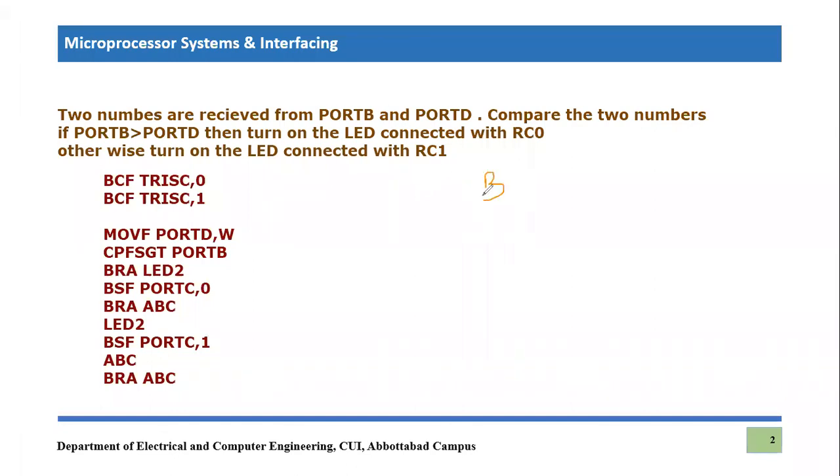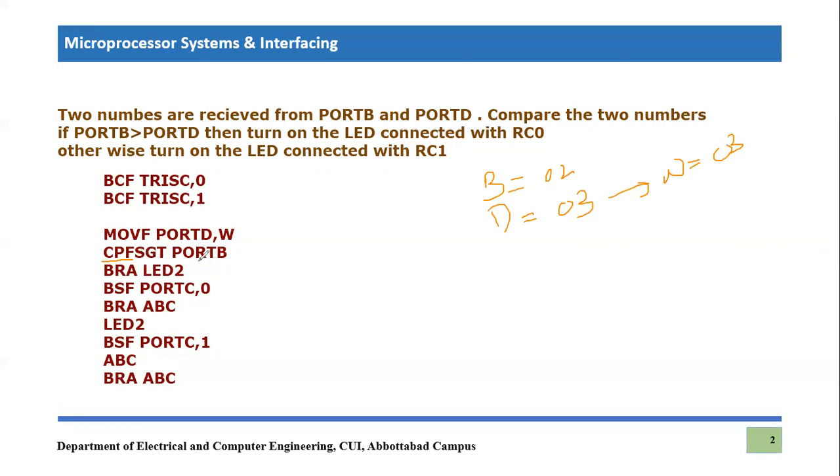So let's say the B value is 02. Let's say 02 is being received through port B and the D value is 03. So we are moving this D to W. So now W is also 03, right? Then we compare port B with W, because we are using this compare file instruction.